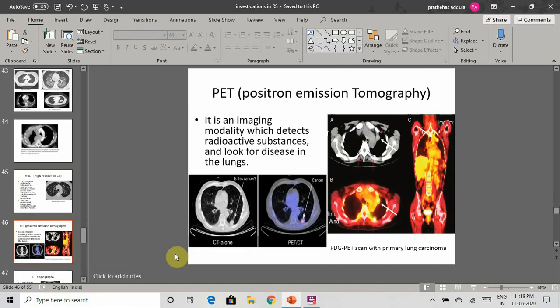PET scan, positron emission tomography, is an imaging modality which detects radioactive substance and looks for diseases in the lung. Principle is to detect high metabolic area in the body. The tissues which are more metabolic can be detected by using radioactive substance which is usually injected, and imaging is done post injection. It will detect high metabolic areas. So most of the cancers are detected in the PET scan. Their activity and following treatment, the regression and recurrence can be understood from the PET scan.